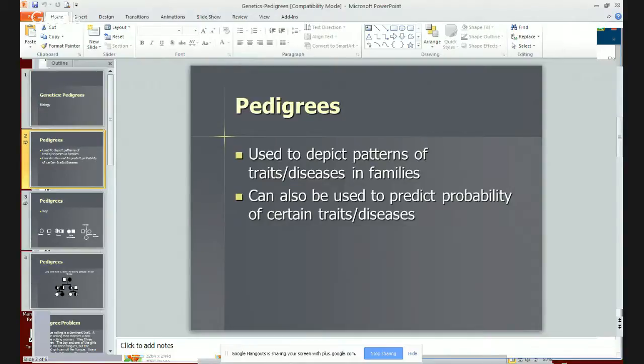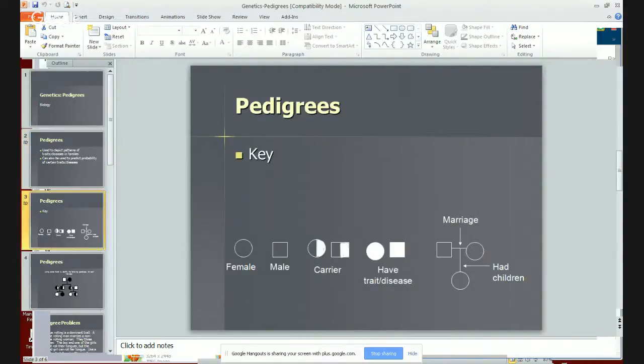Before we get to a pedigree, there's a couple of symbols that you need to be aware of. The first being that anytime you see a circle, that means a female. Anytime you see a square, that means it's male. Because they're not going to label any of these. If half of the box is shaded in, or half of the circle is shaded in, that means that they're a carrier for that trait or disease.